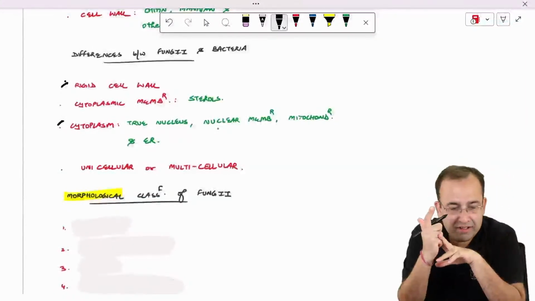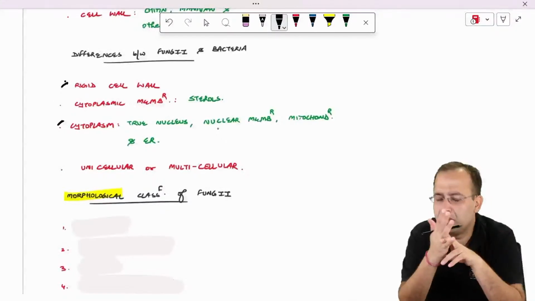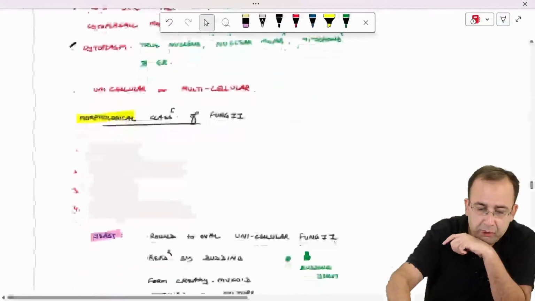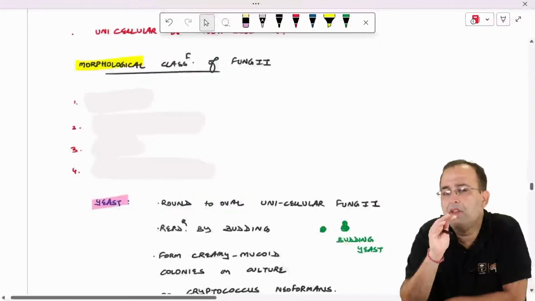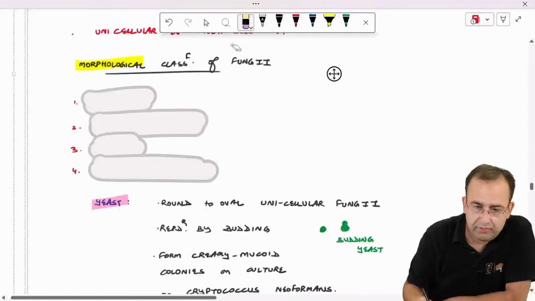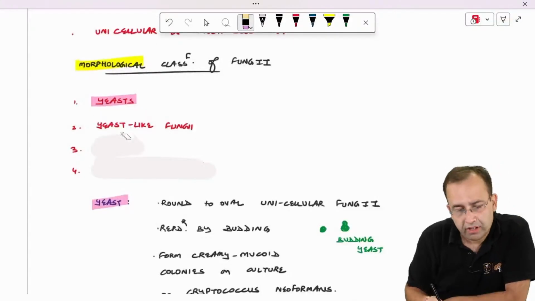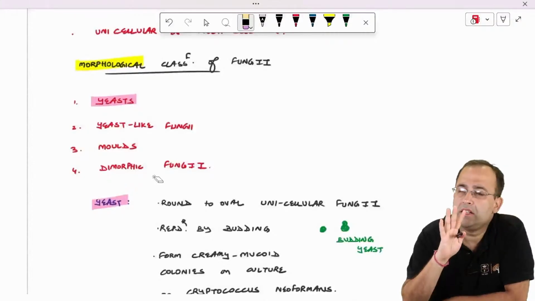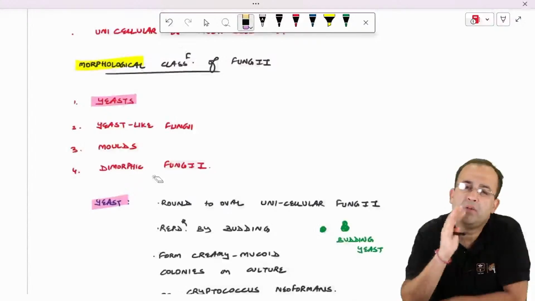So fungi have a rigid cell wall. Cytoplasm has a nucleus with nuclear membrane, mitochondria, endoplasmic reticulum. They can be uni or multicellular. It does not matter. Point is, morphologically, there are 4 categories of fungi: yeast, yeast-like fungi, molds, and the dimorphic fungi.